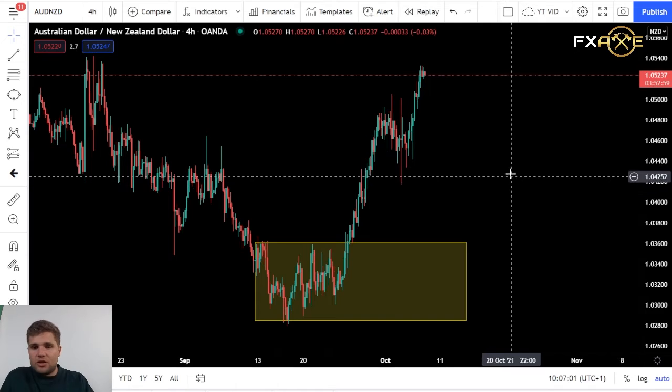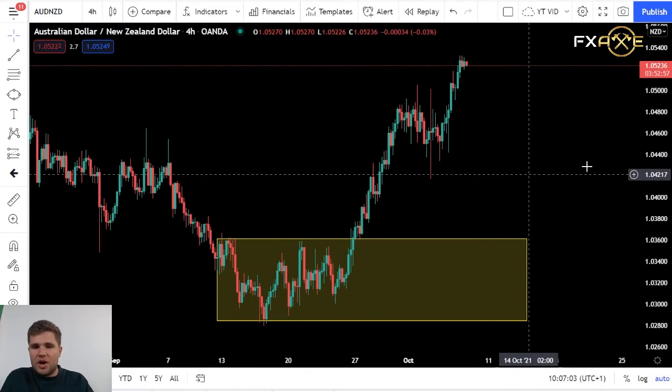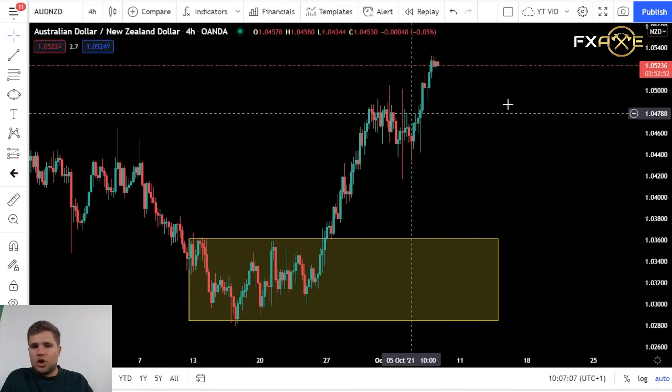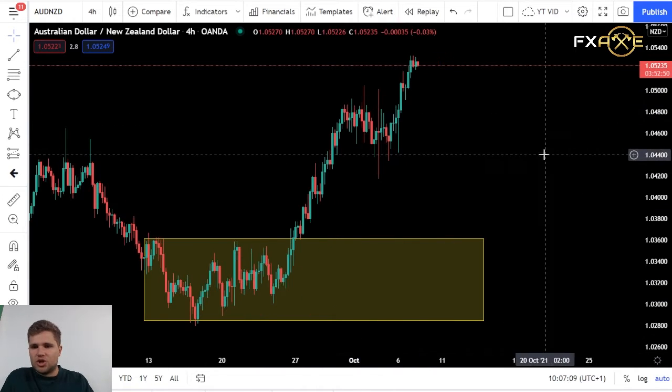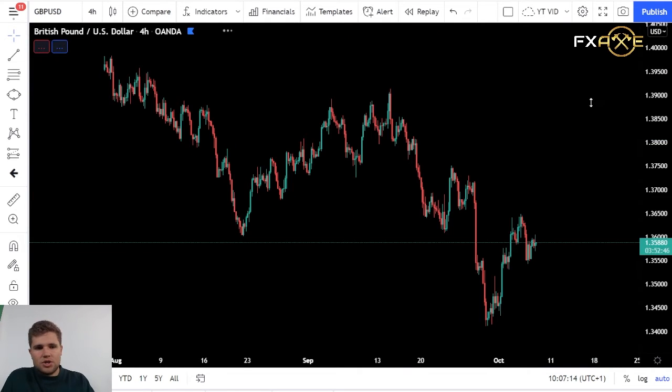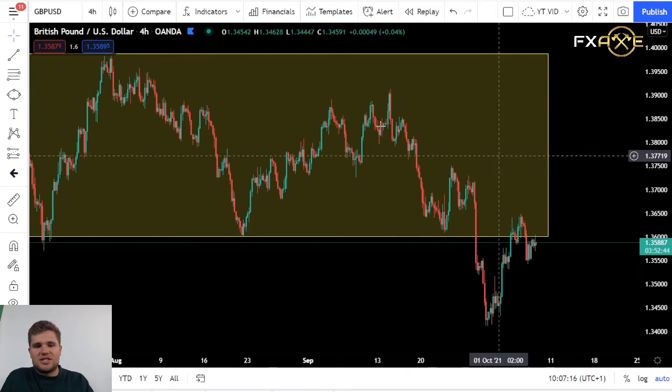But if other ranges start forming here, then this invalidates this range here, and we will be looking at other ranges in this pair on Aussie Kiwi. So this is another fantastic example, guys, and we're going to have a look at this one on the daily.